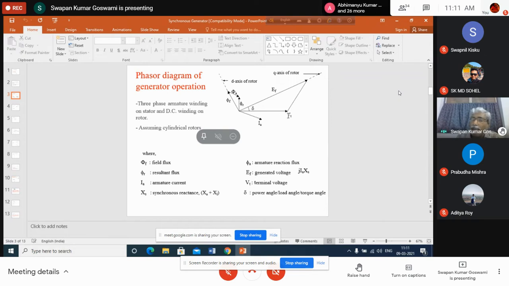And what is the direction of the terminal voltage? This is basically representing the infinite bus voltage. So its speed, or its frequency, is constant. The frequency of Vt is the synchronous frequency, because we have assumed that the generator is connected to the infinite bus, and the infinite bus maintains constant frequency. So the frequency of Vt is constant.